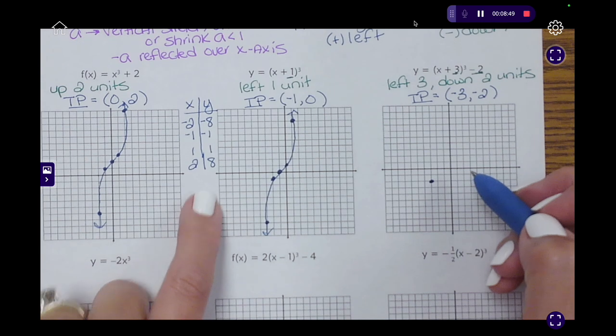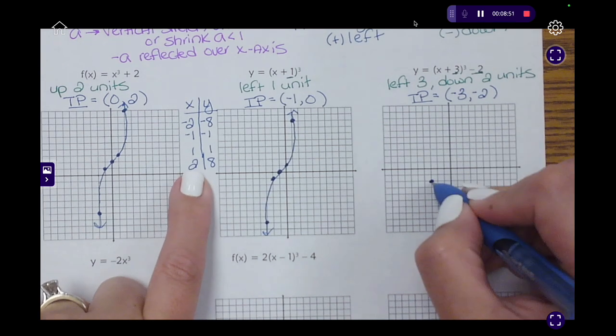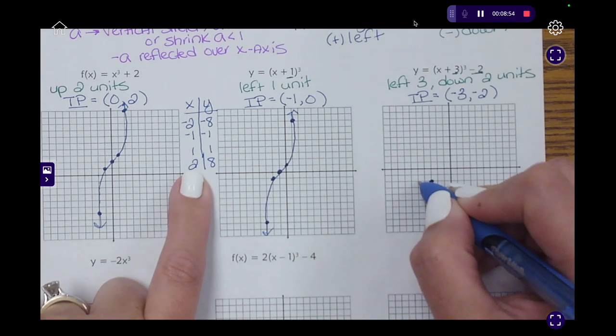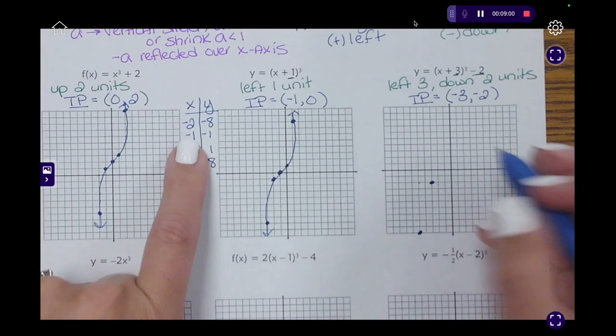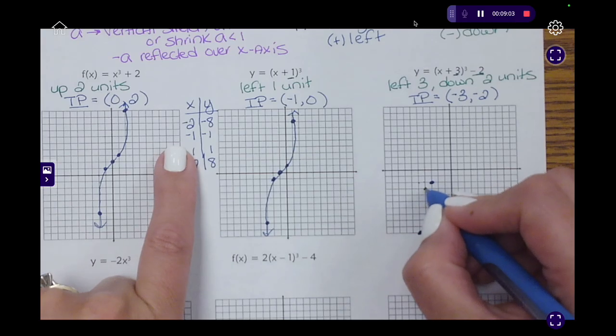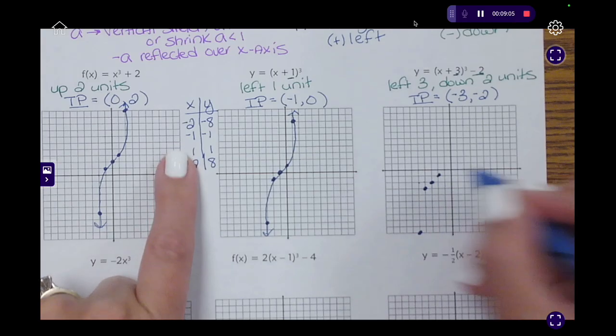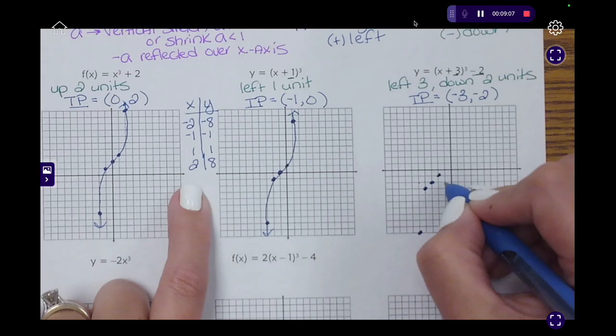Okay, now from here, remember I'm doing my direction. This tells me from that turning point, I'm going to go over 2 for the -2 and down 8. So it's going to be right there. I'm going to go over to the -1 and down 1, over +1, up 1, and then over 2 and up 8.